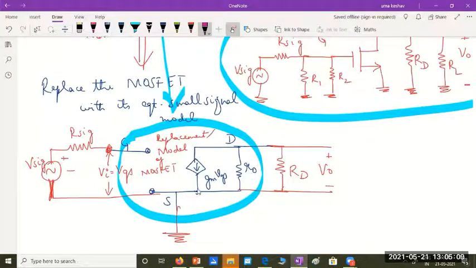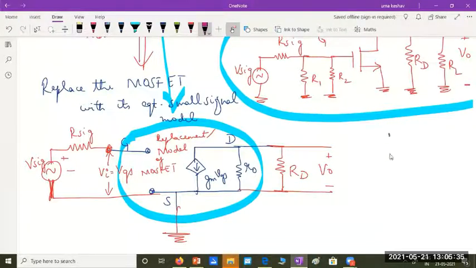It had a dependent current source between drain and source, and the value of that current depended on the input voltage, or the gate source voltage VGS, times transconductance GM. We also included an output resistance R0 in parallel with that current source to account for the actual behavior of the MOSFET.